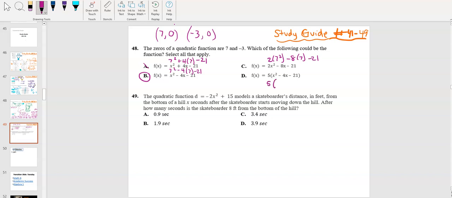But 5 times 7 squared minus 4 times 7 minus 21, because the inside of this is 0, that also makes 0. So the answers here are B and D, and that is just one way to do them. Another way to solve this would be to actually solve each equation themselves using quadratic formula or one of those methods, factoring, things like that, and seeing if you get 7 and -3 as your solutions, your zeros.